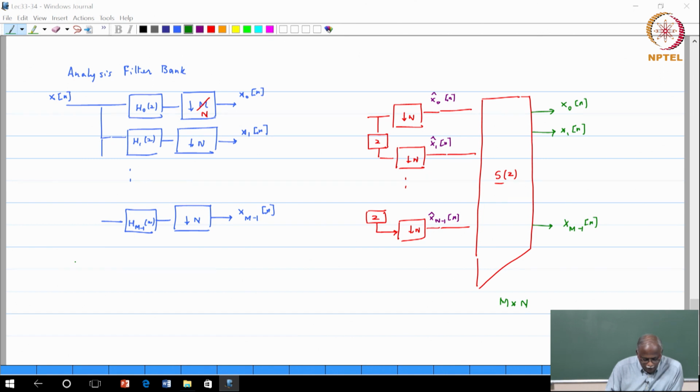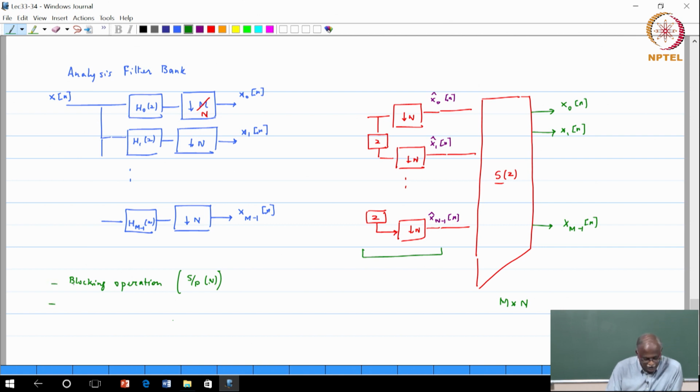We did a blocking operation. If you remember, this is called a blocking operation. Okay, so the first step is a blocking operation. Blocking operation is also another name for serial to parallel conversion. So, this is the same as serial to parallel conversion of dimension n. Okay, so that is exactly what is happening there, serial to parallel conversion.